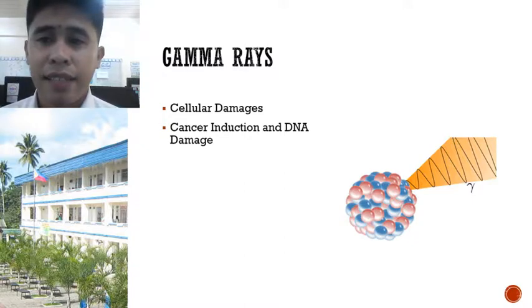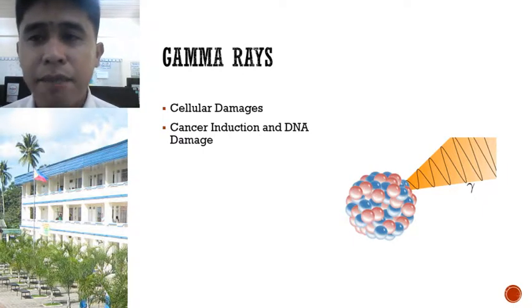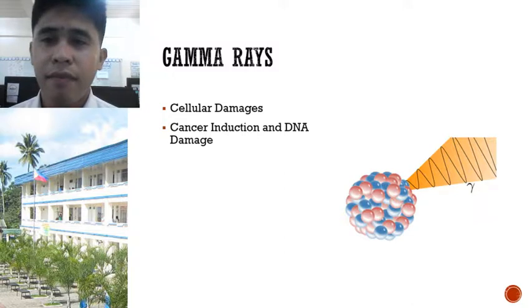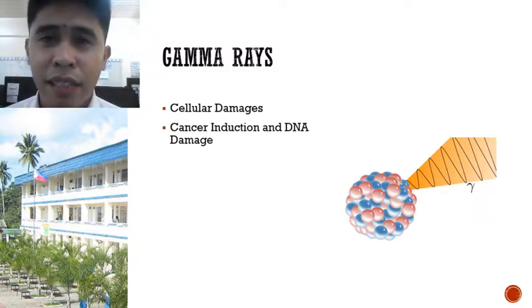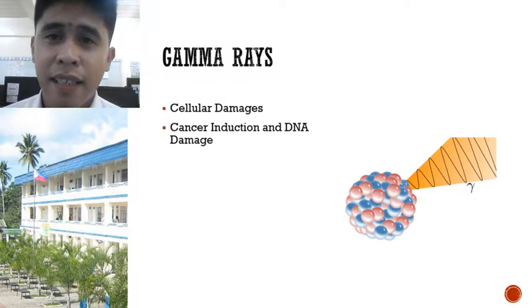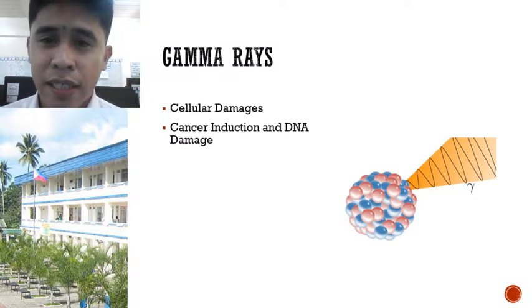Gamma rays cause damage at the cellular level and are penetrating, causing diffuse damage throughout the body. However, they are less ionizing than alpha or beta particles, which are less penetrating. Low levels of gamma rays may cause cancer induction, and genetic or DNA damage. So, all in all, ionizing radiation poses health harm to living organisms.